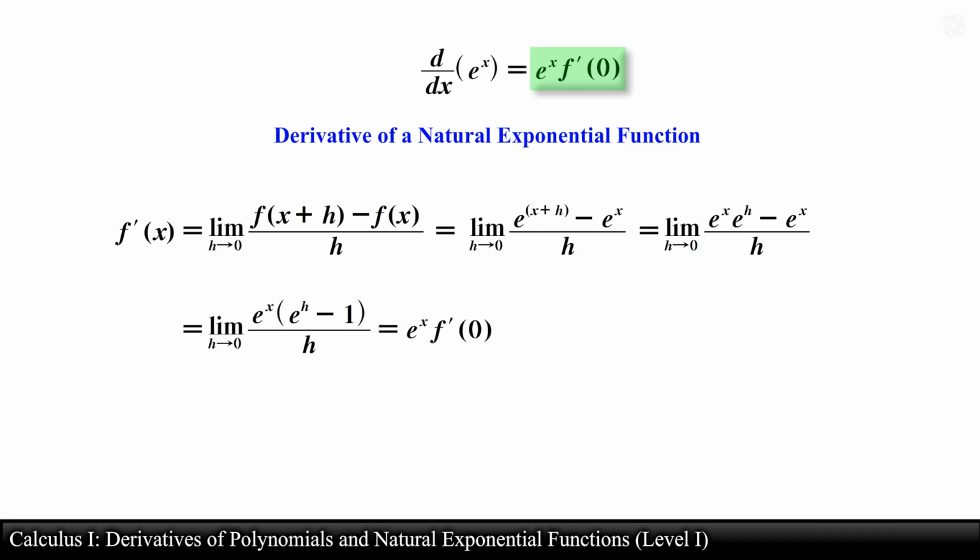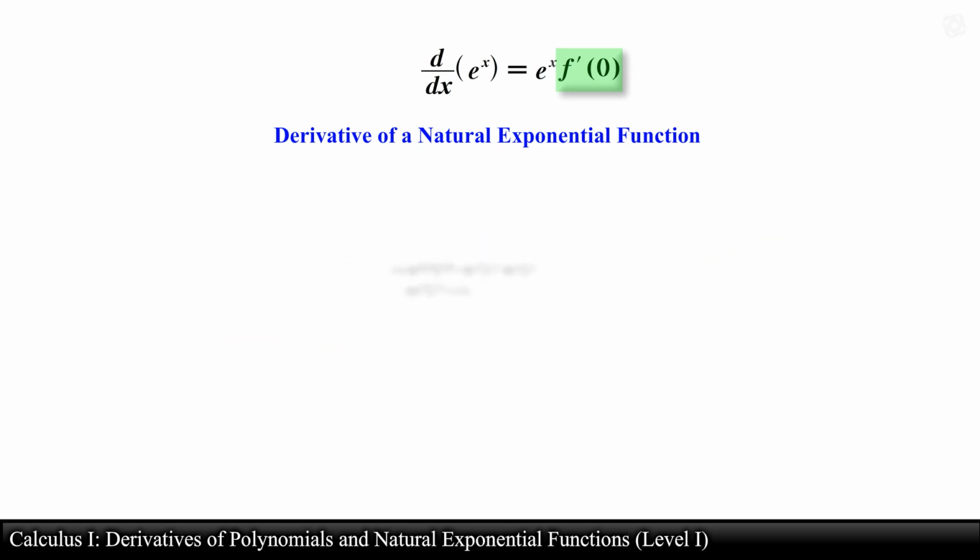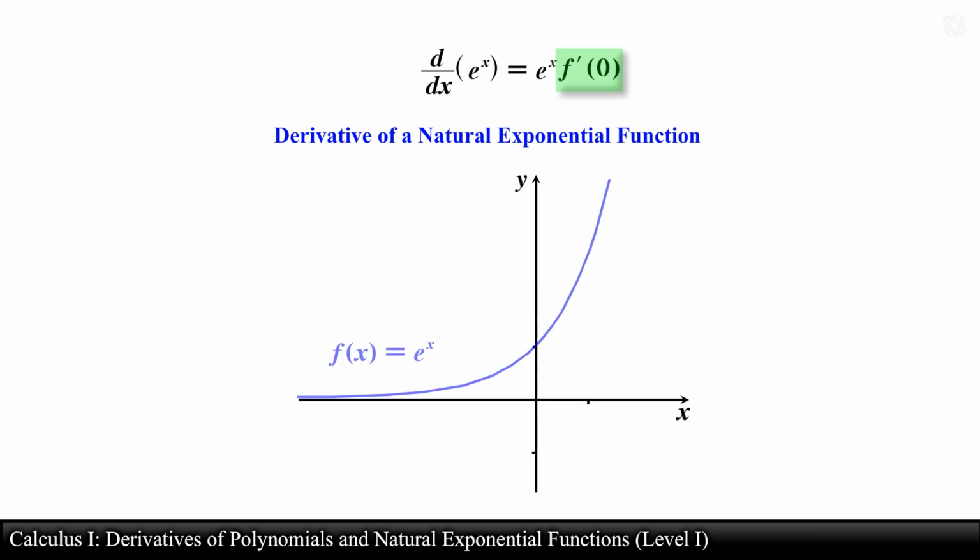Recall that we can also interpret the derivative of a function as a rate of change. This expression says that the rate of change of a natural exponential function is proportional to the function itself, where the constant of proportion is equal to f prime of 0. In other words, the slope of the tangent line at x equals 0. So let's take a look at the graph and see if we can find a value for f prime of 0. Here we have a graph of the natural exponential function.